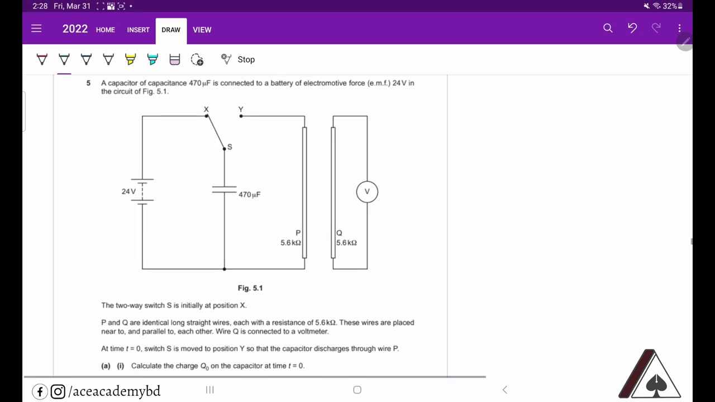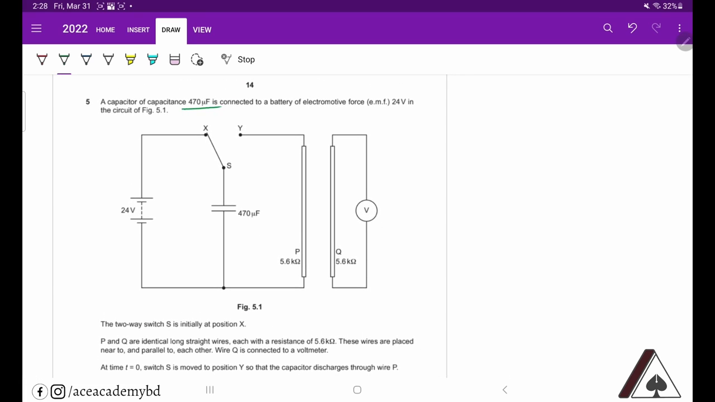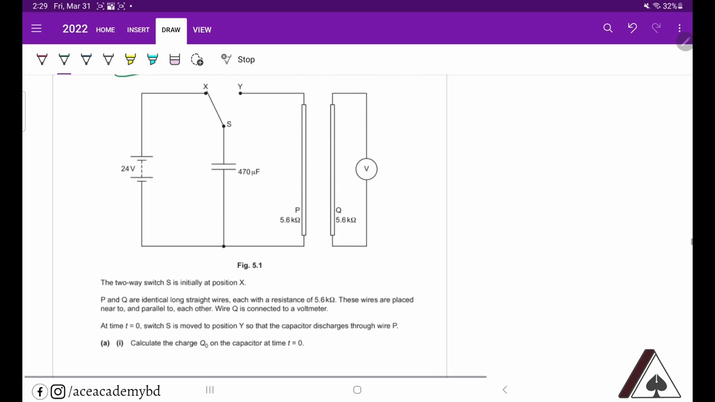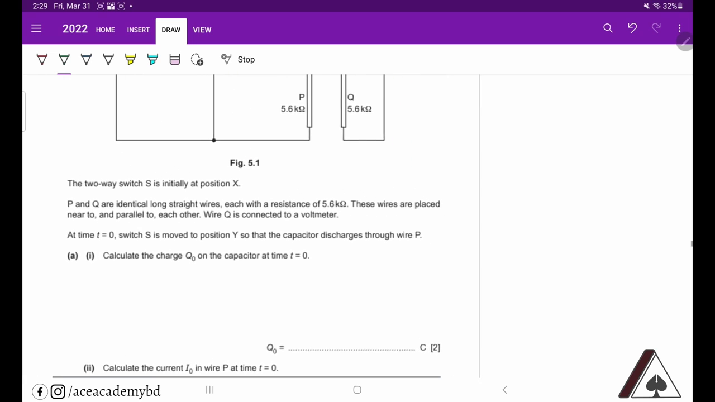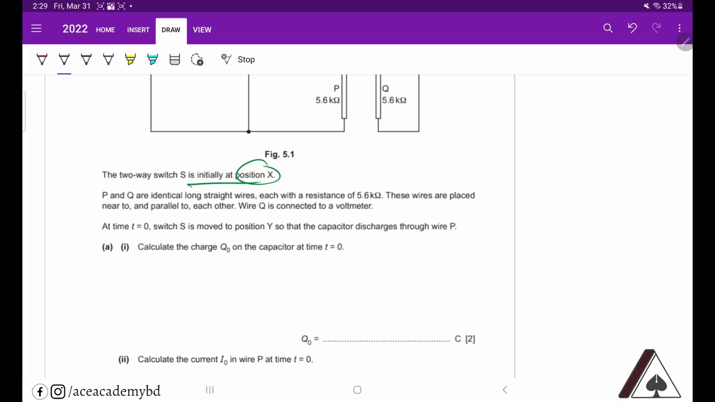Now, moving on to question number 5. It says, a capacitor of capacitance 470 microfarad is connected to a battery of electromotive force of 24 volts in a circuit as shown in figure 5.1. So this is the circuit which they have given us. The two-way switch S is initially at position X. P and Q are identical long straight wires.